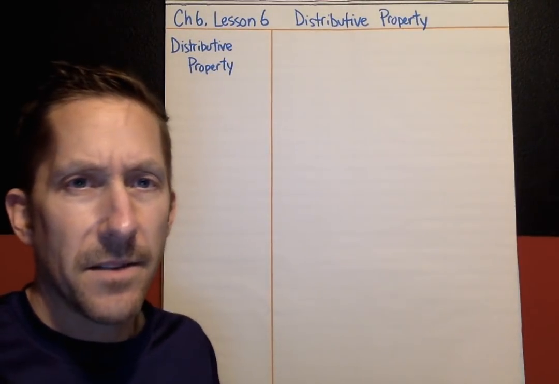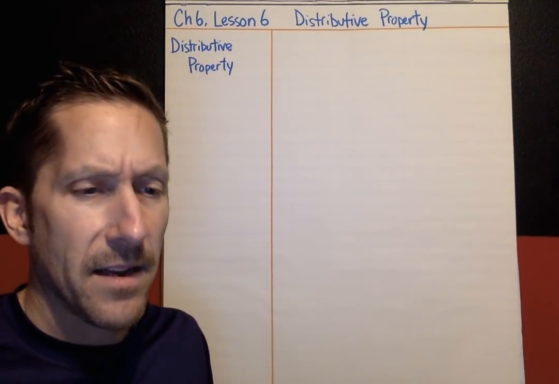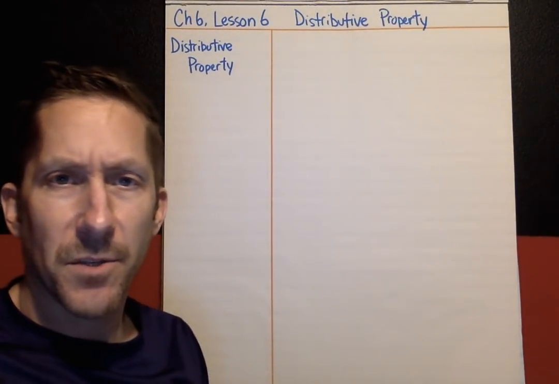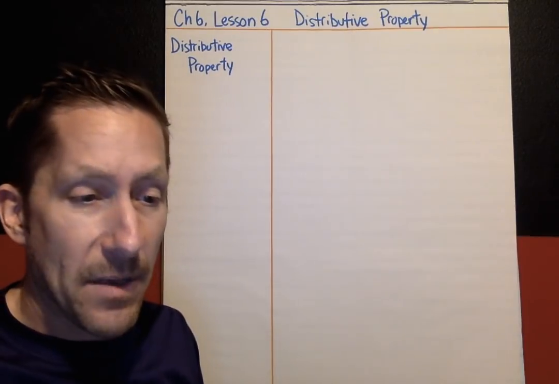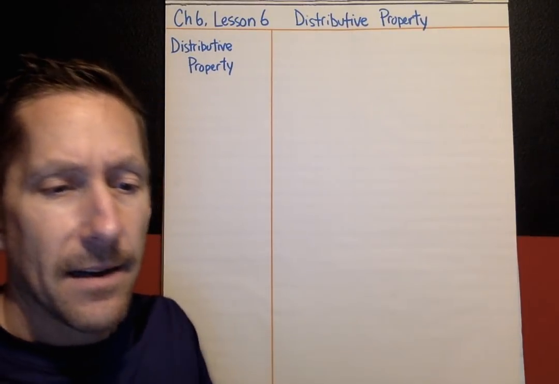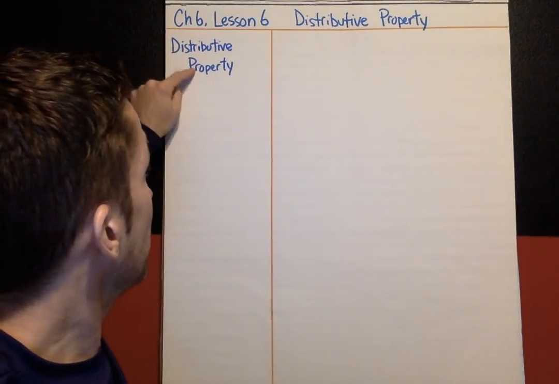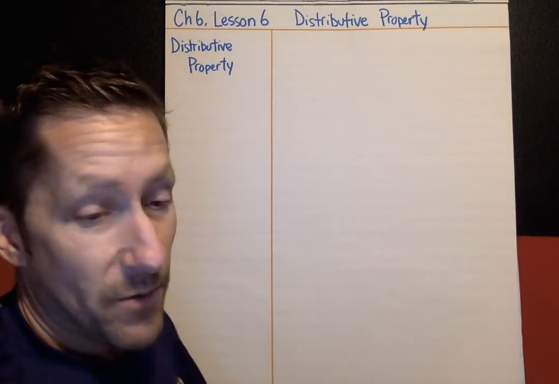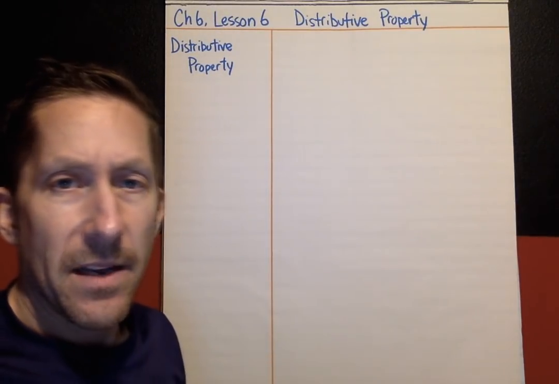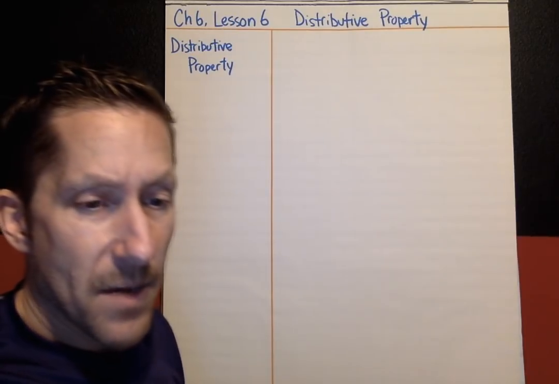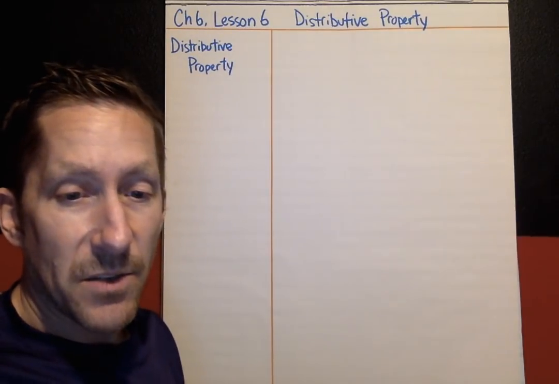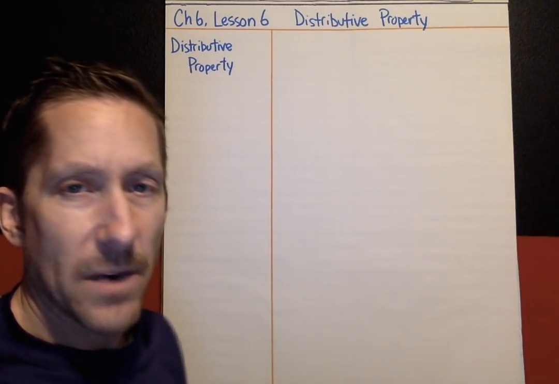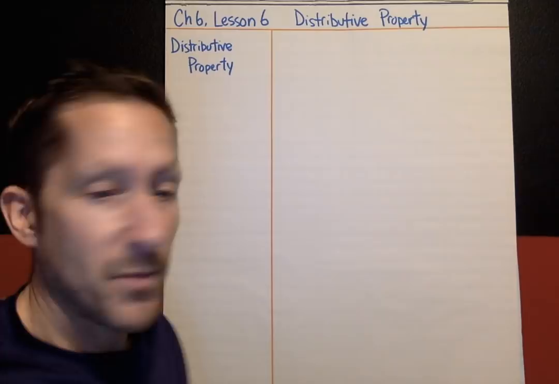Hi kids, this is Chapter 6, Lesson 6, and this lesson continues to talk about the distributive property which we looked at in the lab last lesson. Just as a reminder, we learned in the lab that you can represent the distributive property by finding the area model of one large rectangle, or you can rewrite it as the sum of two smaller rectangles, and that demonstrates the distributive property.